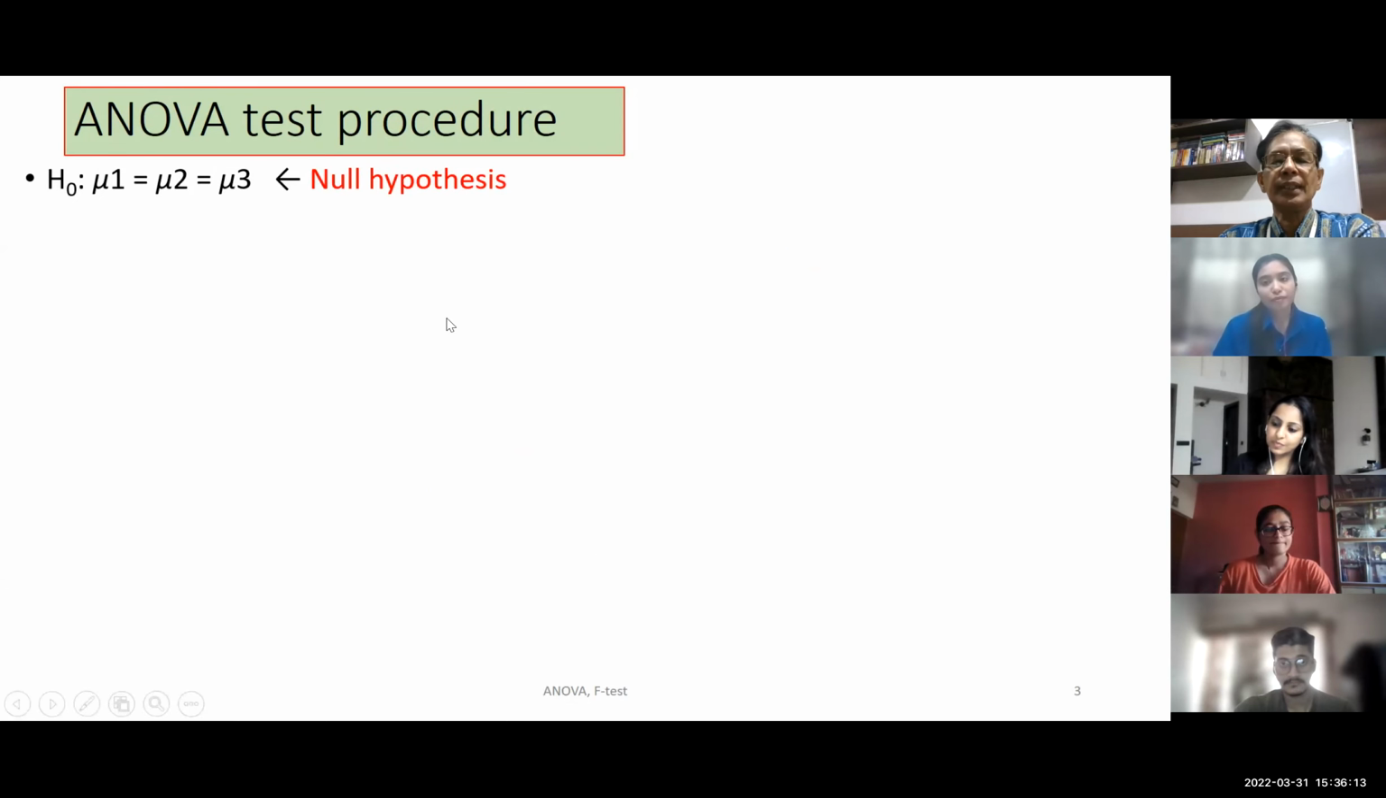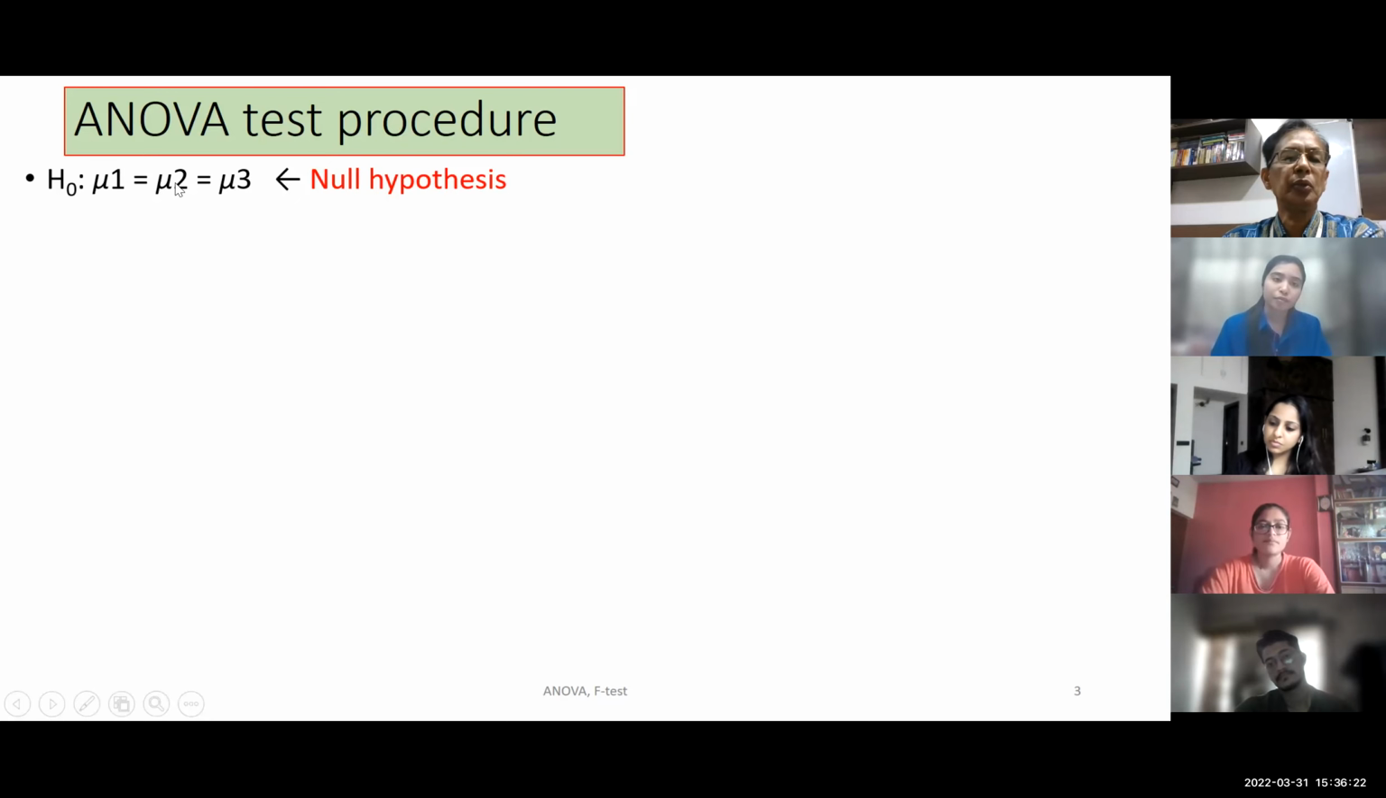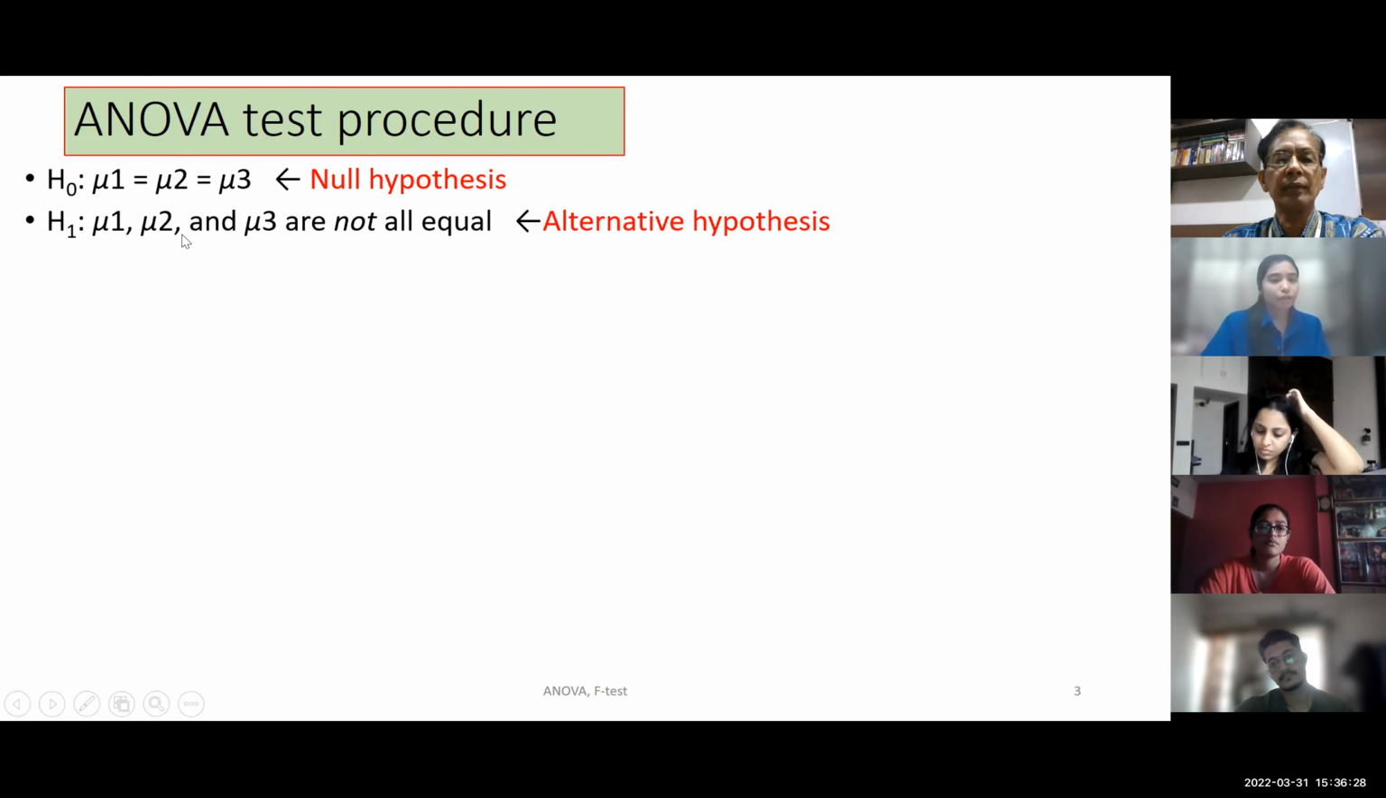यहाँ null hypothesis, जैसे मैंने बोला, more than 2 samples, suppose 4 samples को compare कर रहे हो, so mu1 equals mu2 equals mu3 equals mu4 होगा. This is null hypothesis. Alternative means not equal.